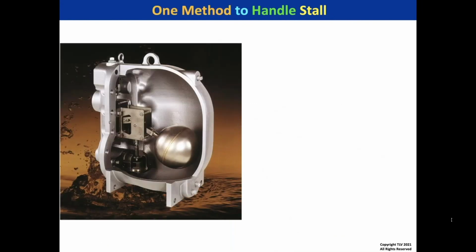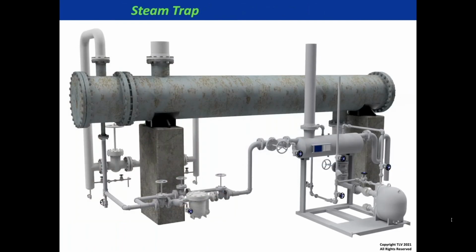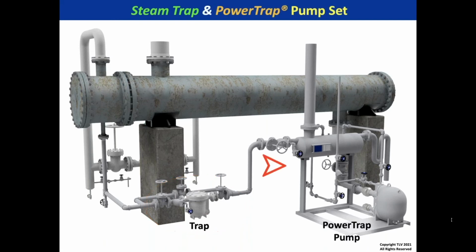So one method to handle stall is a secondary pressure drainer, such as the graphic shown. This is our PowerTrap design. So let's take a look at what that looks like in terms of an application. Here's our reboiler, and there's the trap set. Now, there may be insufficient pressure differential to push it 30 feet overhead into a 25 psig header. But there's probably enough pressure to lift it up 2 or 3 feet into an open receiver and then pump it out with a pump only. The only thing we have to deal with here is the flash that's coming off the top of that receiver. And it may be very minimal.